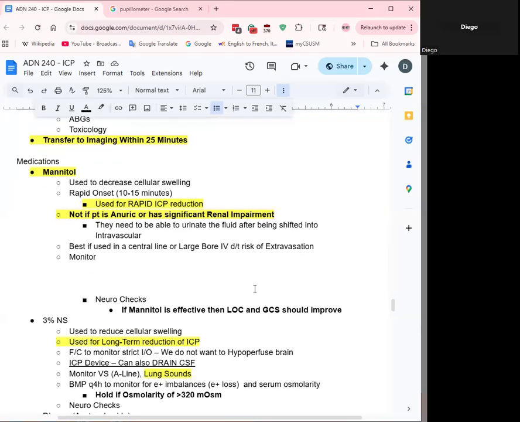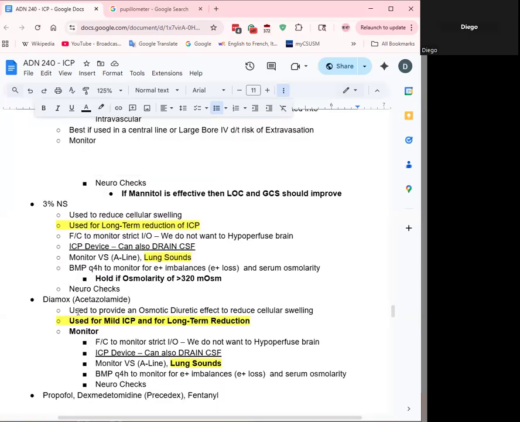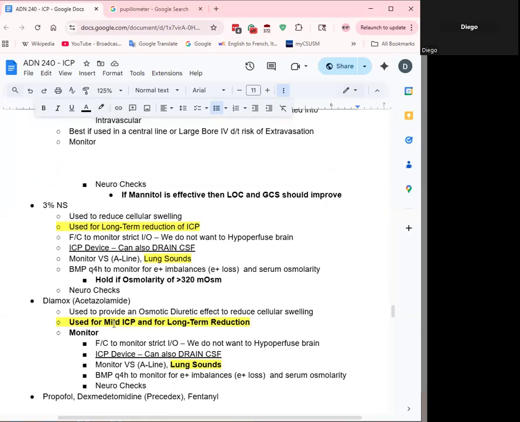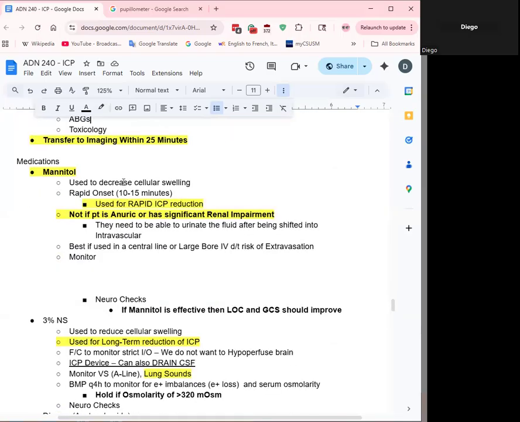For your medications, the ones that are going to be the most important to know are mannitol, 3% normal saline, also known as hypertonic saline, HTS, and the Diamox, the acetazolamide. So the mannitol is an osmotic diuretic. It's going to be used to decrease the swelling in the brain.